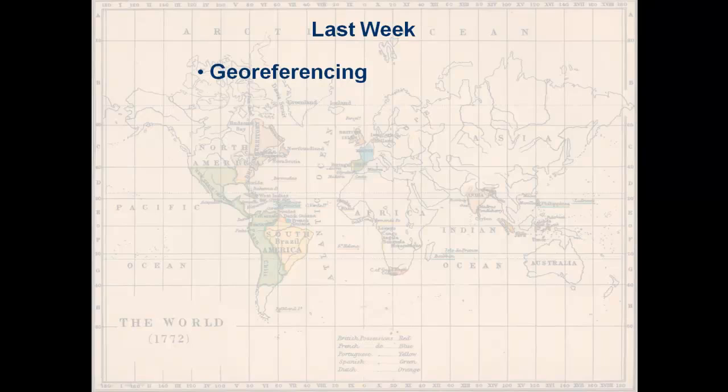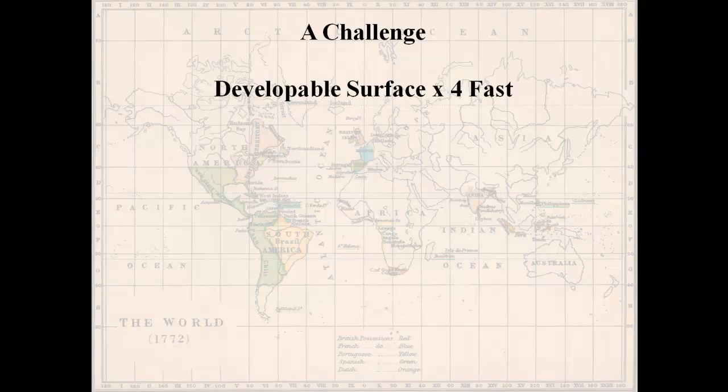So I have a challenge for you related to georeferencing, and the challenge is I want you to pause the video and then say the words developable surface 4 times as fast as you can. So go ahead, pause the video, say developable surface 4 times as fast as you can. Okay. Hopefully you met the challenge and you were able to say developable surface 4 times as fast as you can.